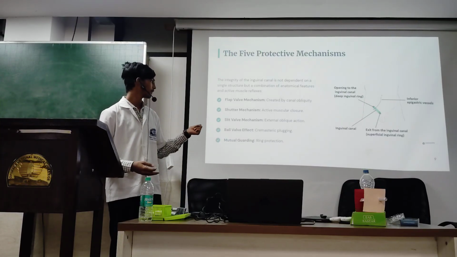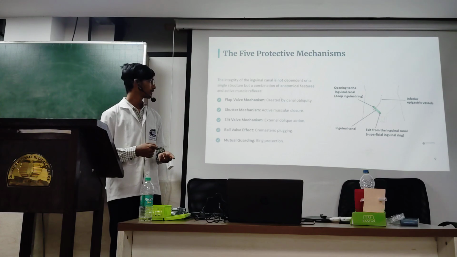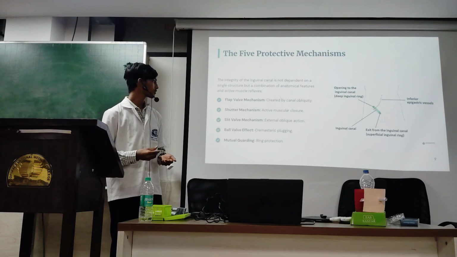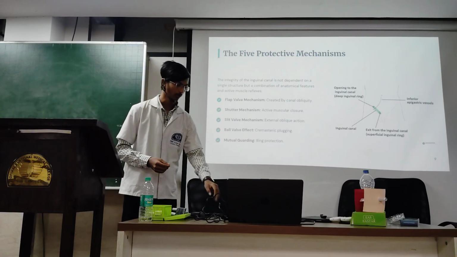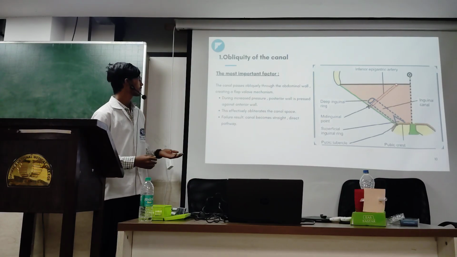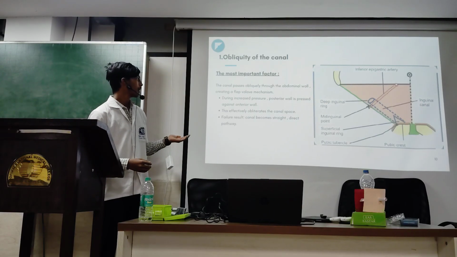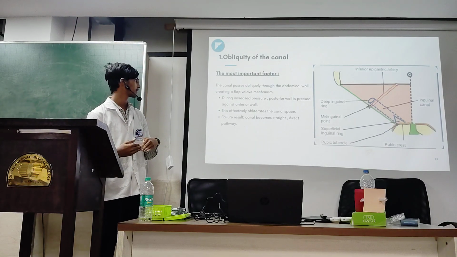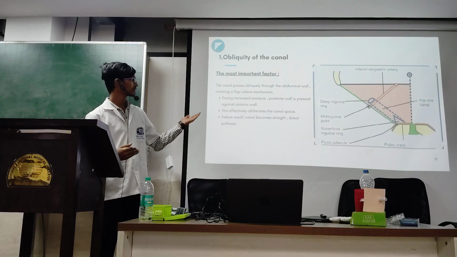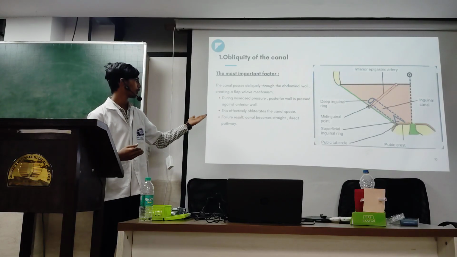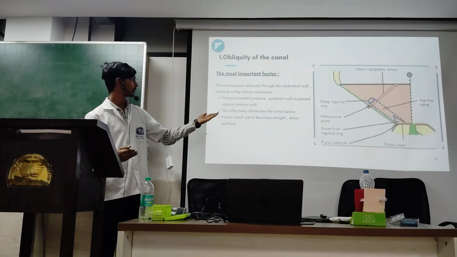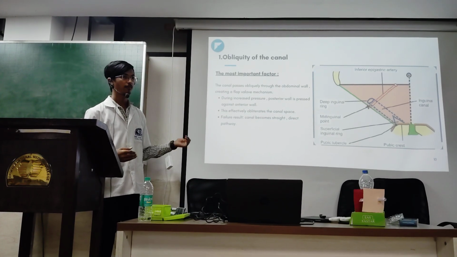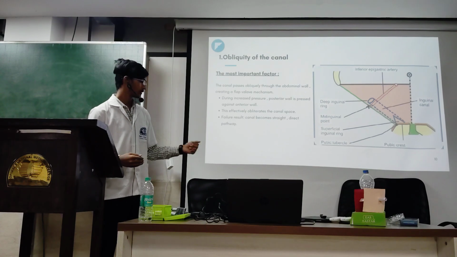Cremasteric plugging is when the contents of the inguinal canal are slightly pulled in order to close the opening, and the other is ring protection. The obliquity of the canal is one of the most important factors, because the canal passes obliquely through the abdominal wall, creating a flap valve mechanism. When the pressure is increased, the posterior wall is pressed against the anterior wall, which effectively obliterates the canal space, and failure of this leads directly to hernia.